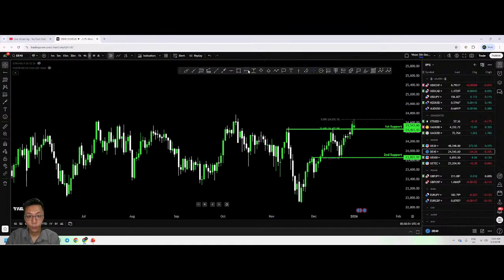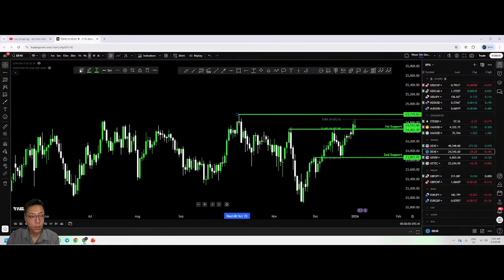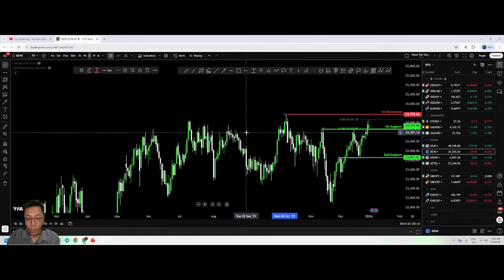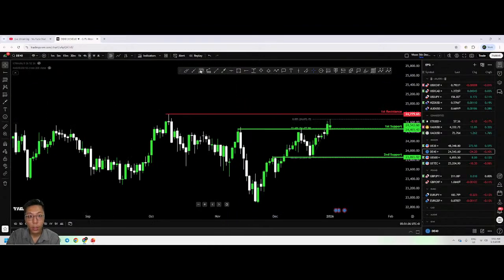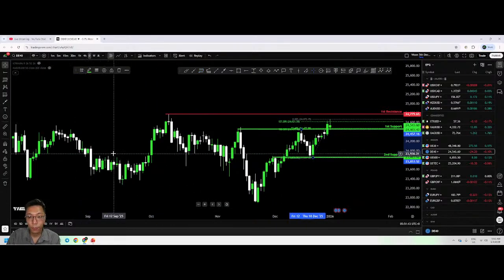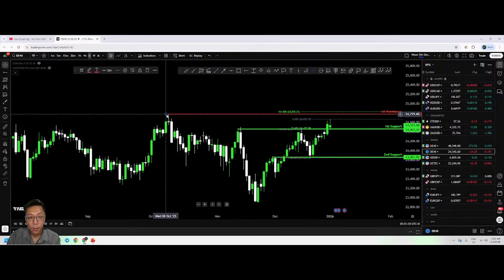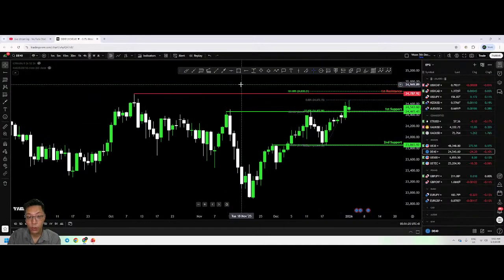Okay, and then this level over here is my first resistance. Same thing, price reached an all-time high, so we are not sure where price might hit to, but if we mark out our extension, we might have an idea. 127, 161.8. You can see there is a possibility that price might hit towards the 161.8% Fibo extension level.